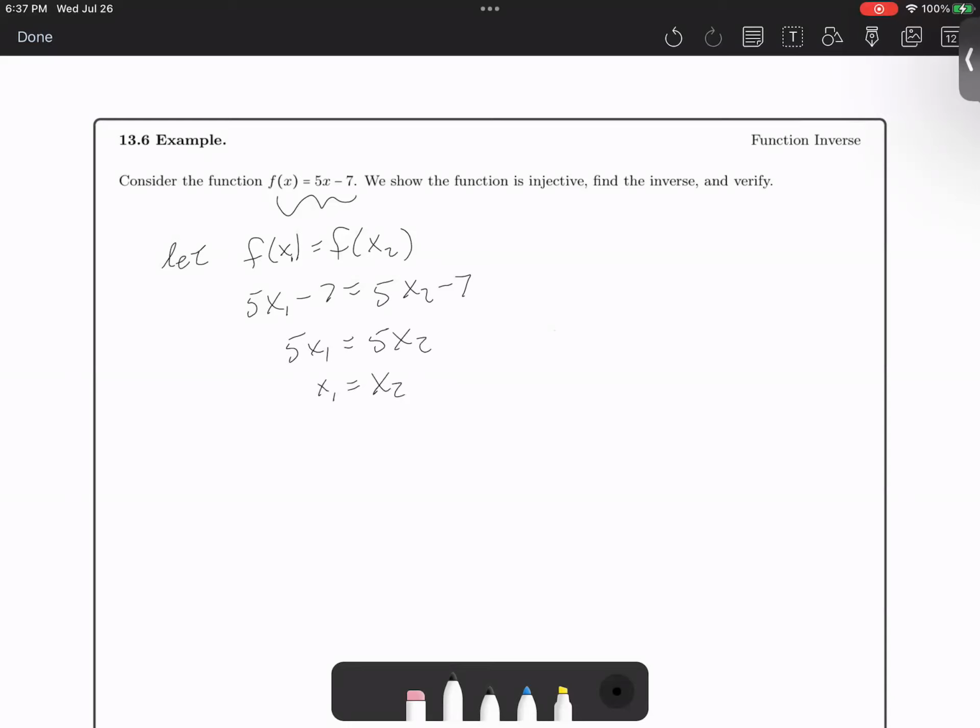So every input has a unique output. So it is injective. It is going to have an inverse.